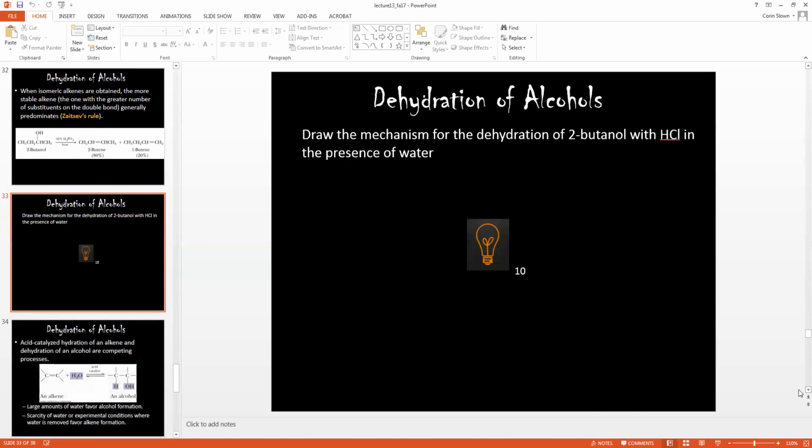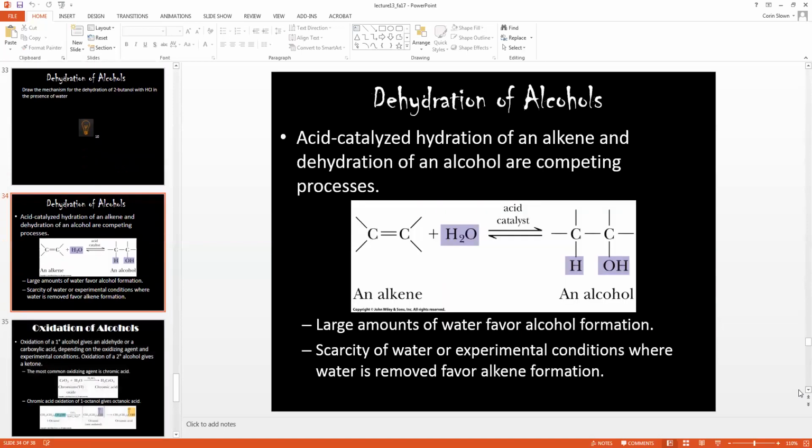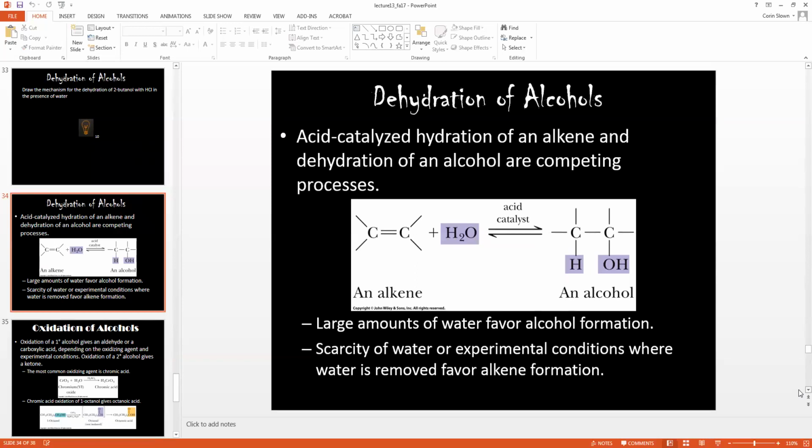So take a moment, draw the mechanism for the dehydration of 2-butanol with HCl in the presence of water. Remember, the acid-catalyzed hydration of an alkene and dehydration of an alcohol are competing processes. If I have large amounts of water, then I'm going to favor the formation of an alcohol. If I have scarcity of water, or if I have experimental conditions where I remove my water, then that's going to favor the formation of an alkene.